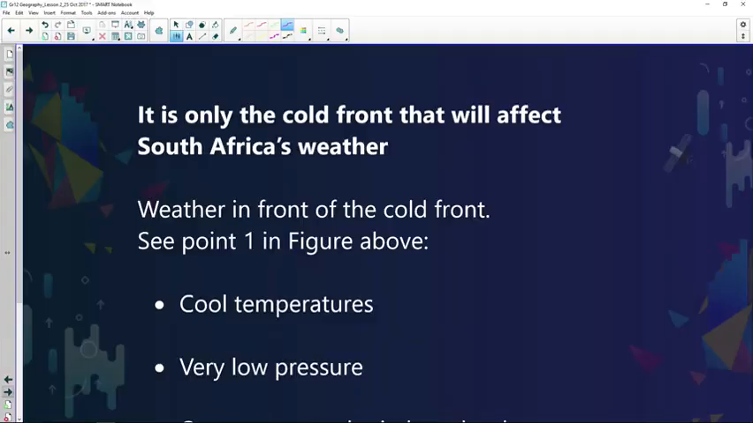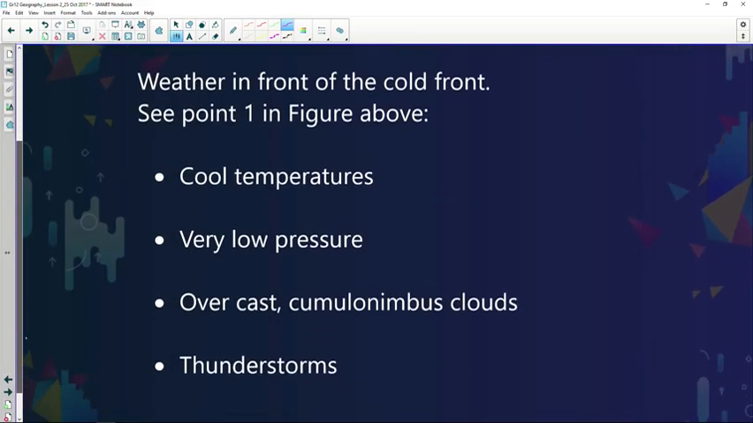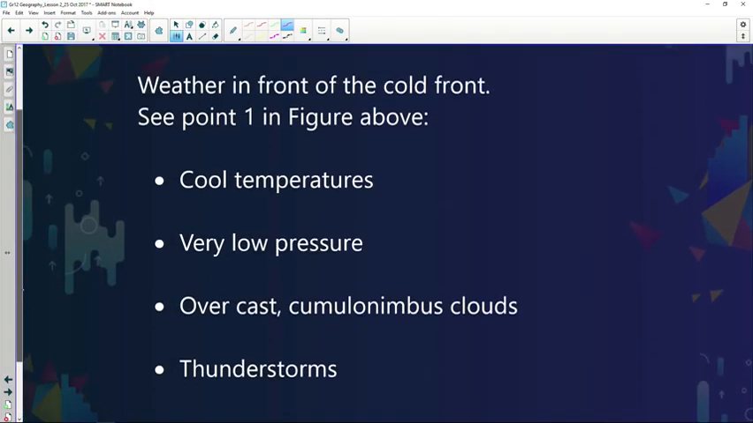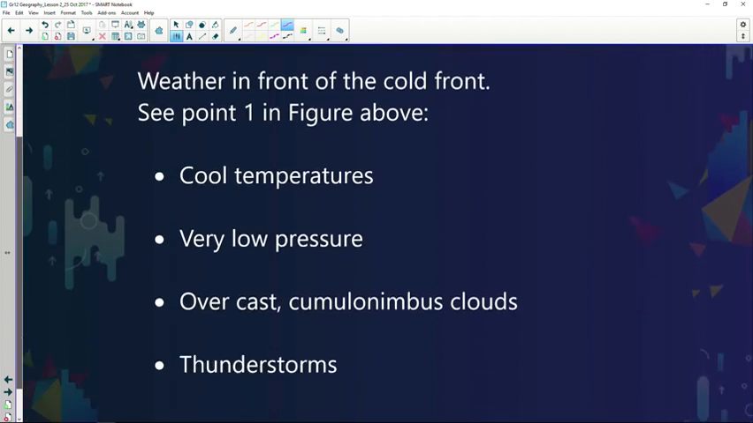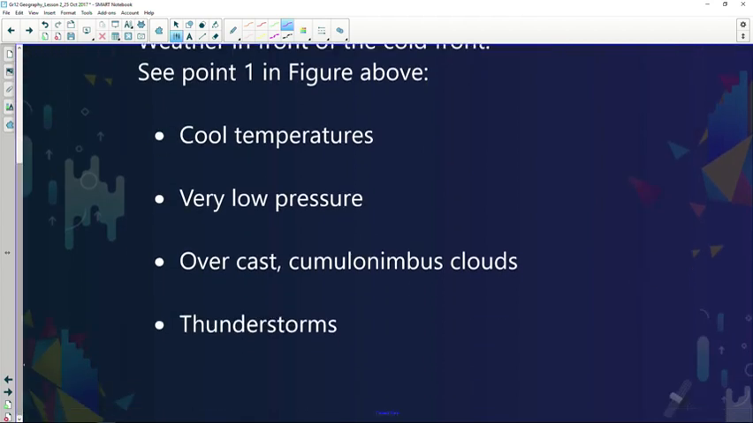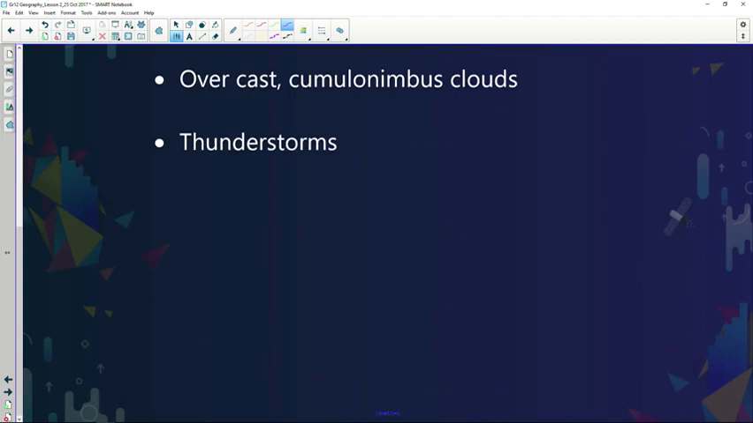Now, like I've mentioned, it's only the cold front that affects South Africa's weather conditions. It's only the cold front that moves over us. Now, this whole system is almost like cowboys and crooks playing guns and robbers. As the system moves, let me explain this to you. Let me just get an open space over here.